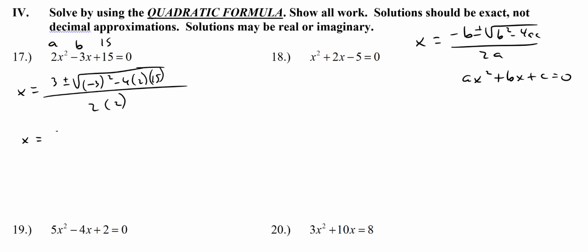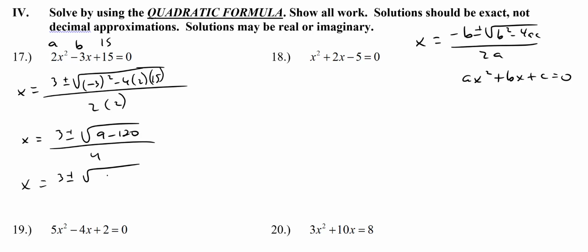So that gives me 3 plus or minus, and that's basically 9 minus 120 over 4. So it's 3 plus or minus, if I subtract that, I get the square root of negative 111 over 4. So this one's a little bit different because I can't do anything with the square root of 111, but I got to pull an i out. So x comes out to be negative 3 plus or minus i root 111 over 4.